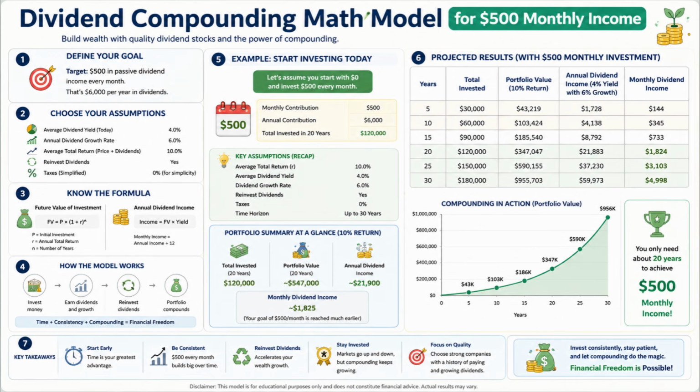Overall, this model shows how a regular $500 monthly investment, combined with dividend reinvestment and long-term compounding, may help an investor build $500 or more in monthly dividend income. However, this illustration is for educational purposes only and does not guarantee future results or constitute financial advice.